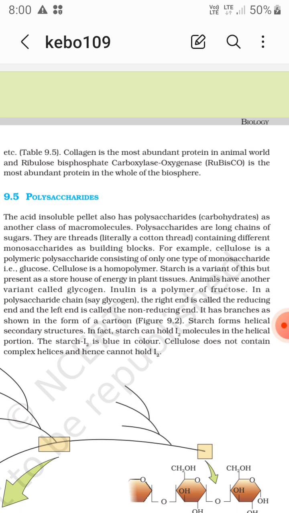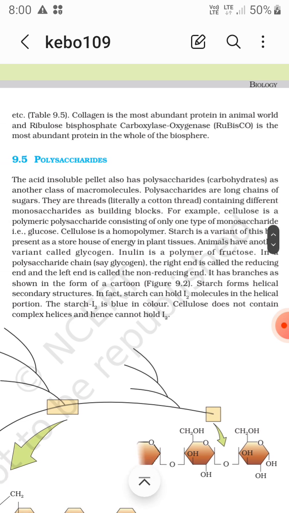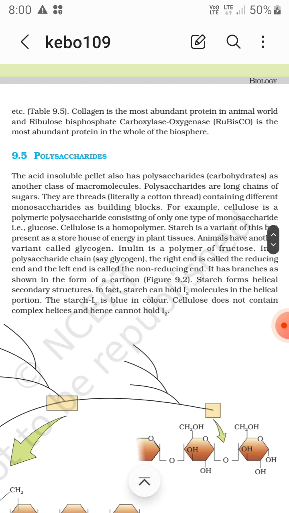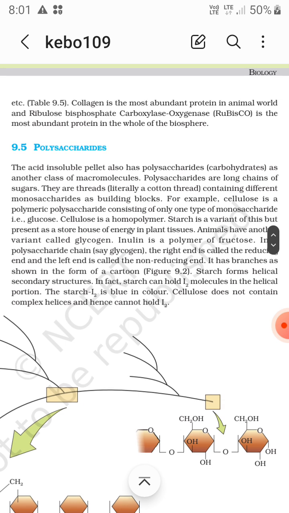Now inulin is a polymer of fructose. In a polysaccharide chain, say glycogen, that is a storehouse present in the animal cell, the right end is called the reducing end, R for right, R for reducing, and the left end is called the non-reducing end. Now the glycogen has the branches.